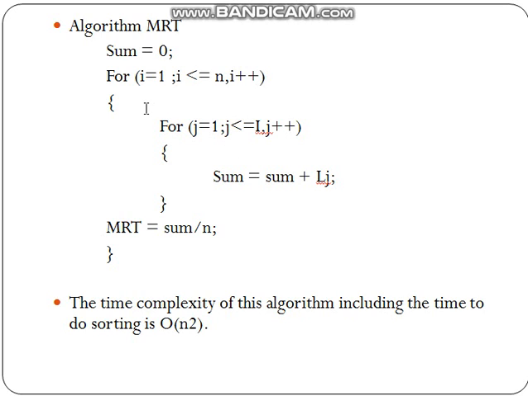This is the algorithm to find the mean retrieval time. Initially sum is equal to 0, and for all i running from 1 to n, we have to add each program j running from 1 to i, where sum is equal to sum plus the length of program j. After that, MRT is equal to sum divided by n. The time complexity of this algorithm, including the time to do sorting, is big O of n square.